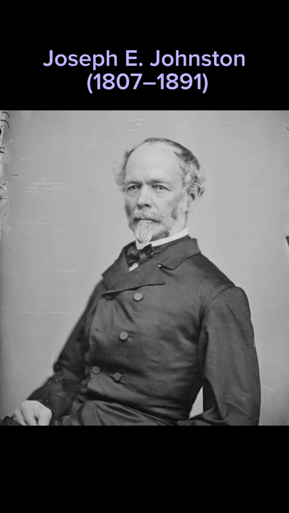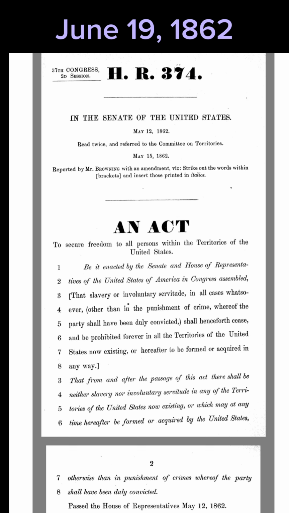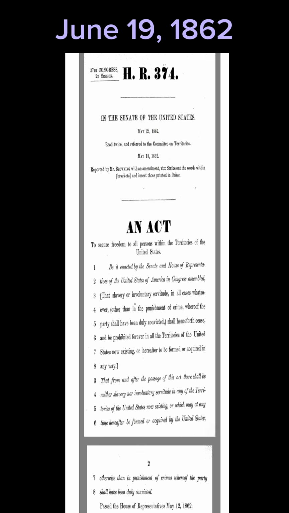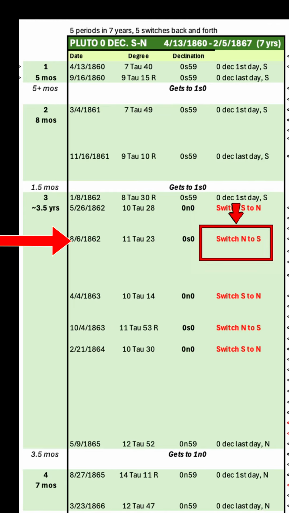On June 19, 1862, Lincoln signed into law the Territorial Slavery Act, outlawing slavery in all current and future U.S. territories. Then, on August 6, 1862, Pluto switched directions again, his second of 5 reversals during this third subperiod. Pluto went from zero north to zero south declination.